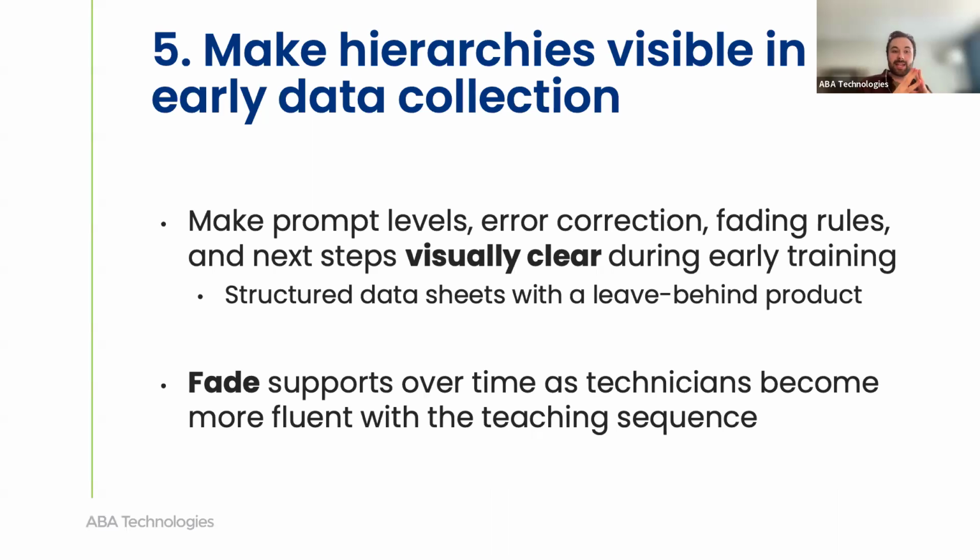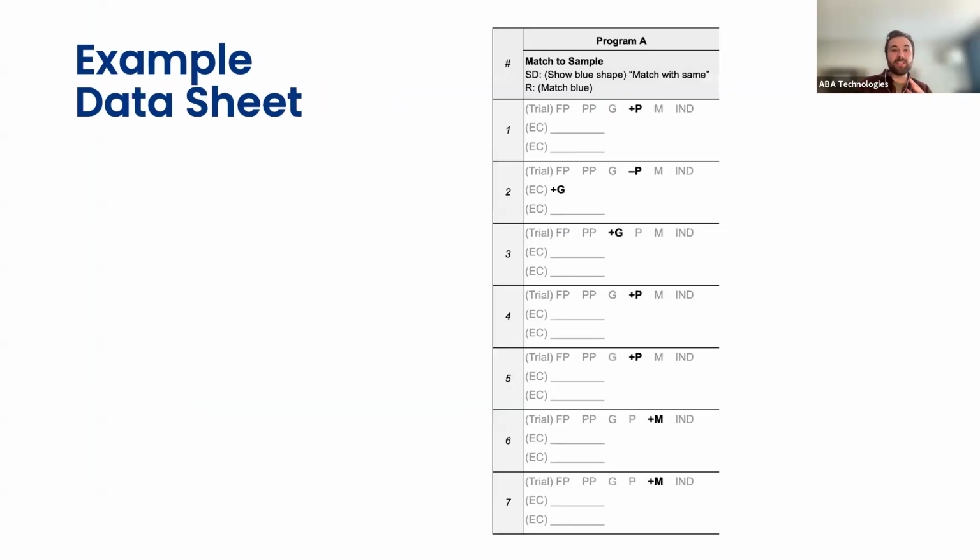But when you're training data collection, one of the things you want to try to do is, if you've got different rules that trainees are going to follow in how they deliver prompts and error correction procedures, you want to make that visible. This is an example of doing that. This is a data sheet from a training we designed where we've set up three programs. I'm only showing you program A, but we're having the trainee rotate three programs.